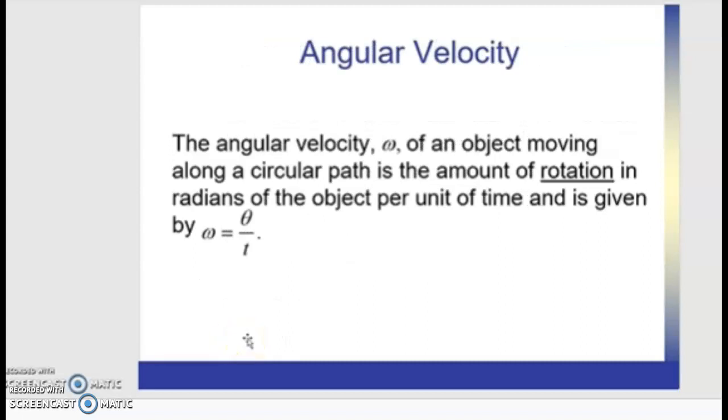There are two types of velocity we will be studying. The first is angular velocity. The angular velocity, whose symbol is the letter omega in the Greek alphabet, of an object moving along a circular path is the amount of rotation in radians of the object per unit of time, and is therefore calculated by the formula: the angular velocity omega equals the central angle theta divided by the time.